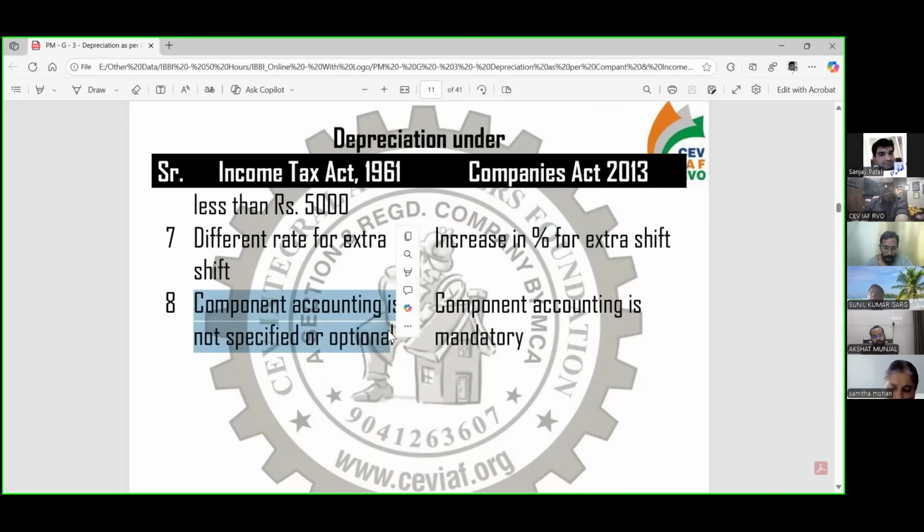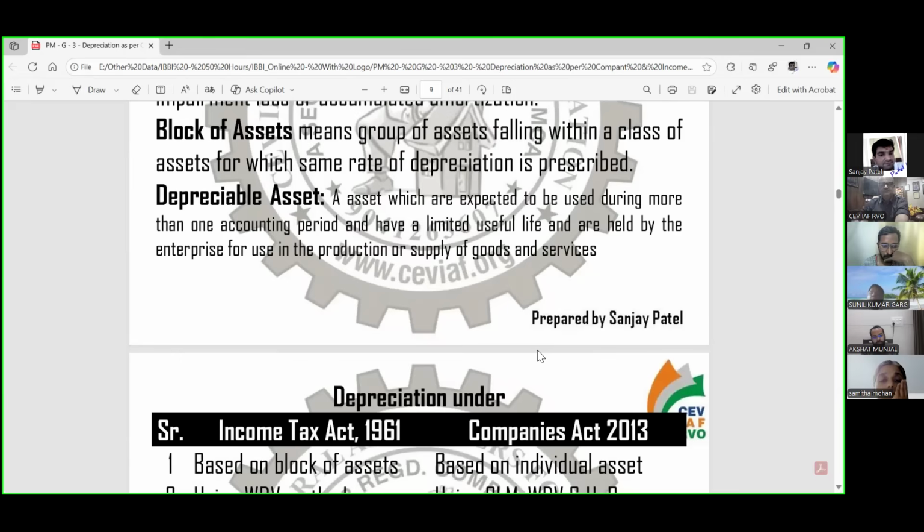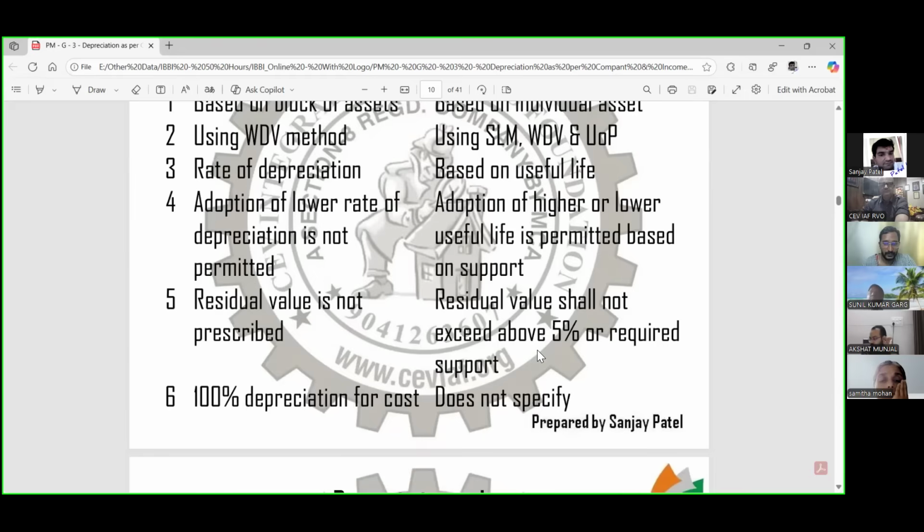Component accounting is not specified under the Income Tax Act. Component accounting is mandatory under the Company Act. It is mandatory, but its implementation is still under a question mark. So this is the difference between depreciation under the Income Tax Act and depreciation under the Company Act. Any doubts or any questions? Anyone? Any terminology, any difference or whatever we have studied up to now?